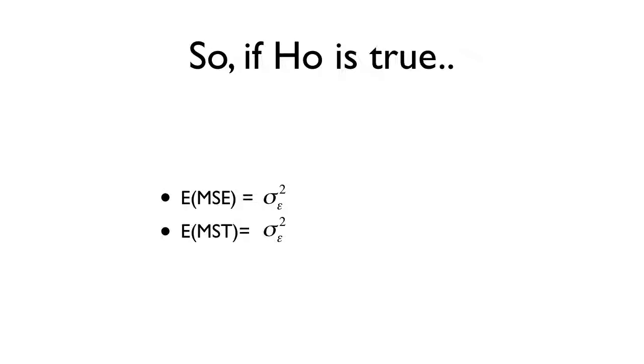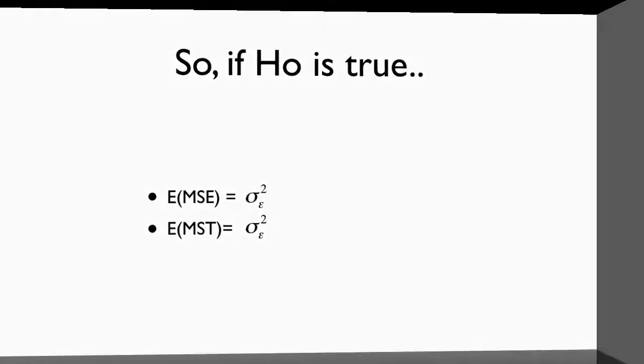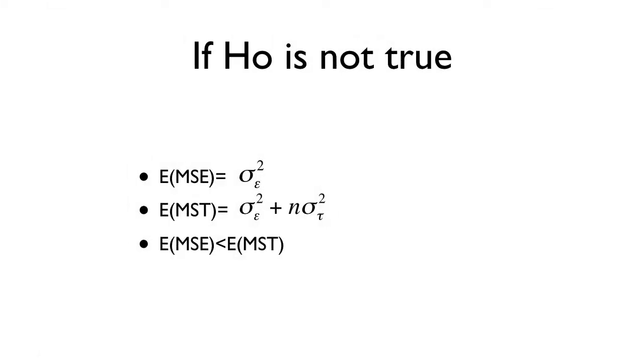They should both be equal, and they should both equal sigma squared sub epsilon, because if H0 is true, those are both measuring the same thing, individual difference variance. If H0 is not true, then the expected value of mean squared error is still the same.